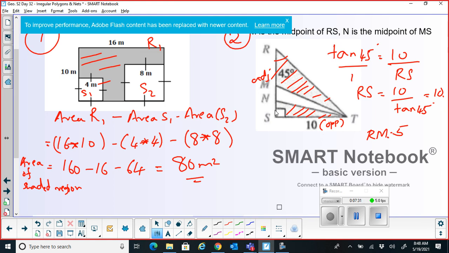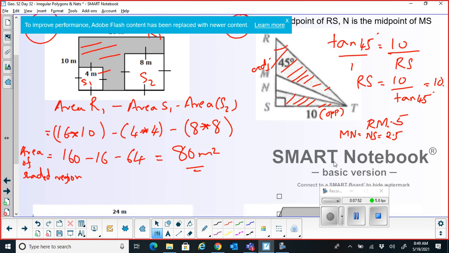And MN and NS are 2.5 units because N is the midpoint of MS. So MN equals NS equals 2.5. Okay.